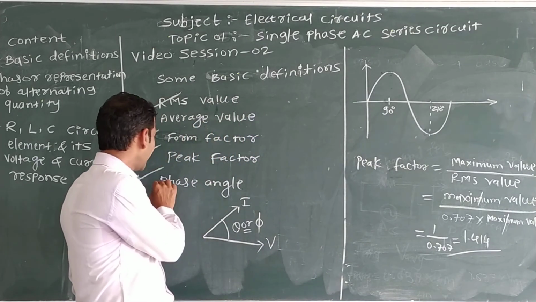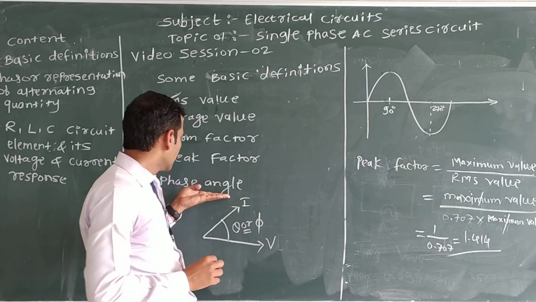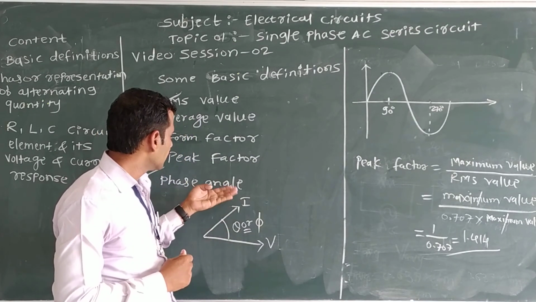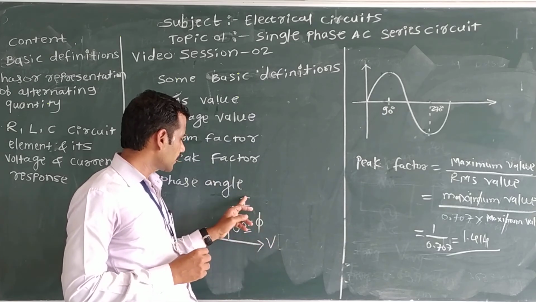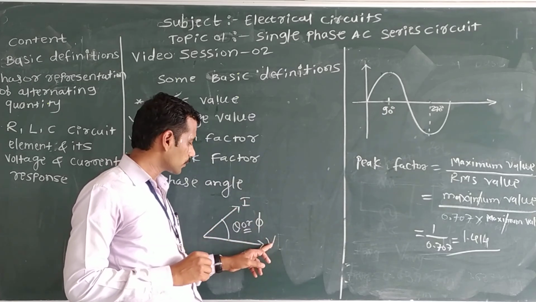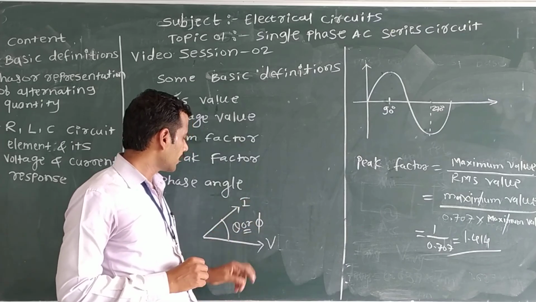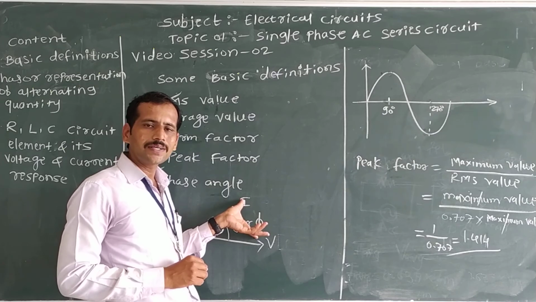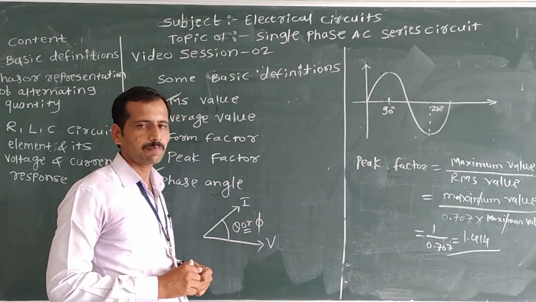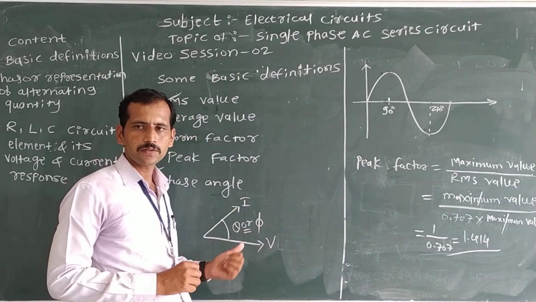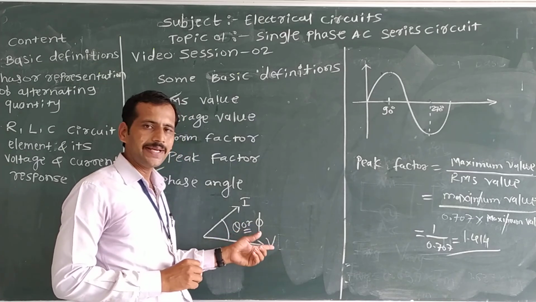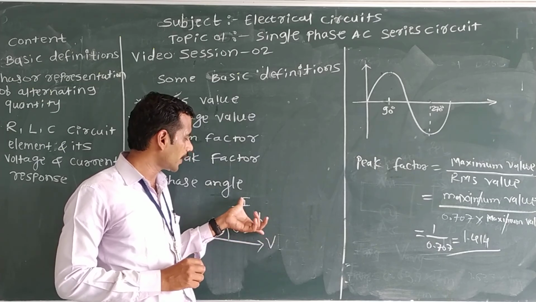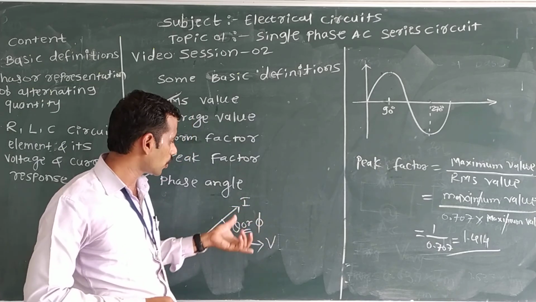Next definition is phase angle. So what is phase angle, or how can we define it? We are simply taking two vectors or two alternating quantities, voltage and current. The angle introduced between two vectors or two alternating quantities is known as the phase angle, theta or phi. It is the angle between voltage and current.